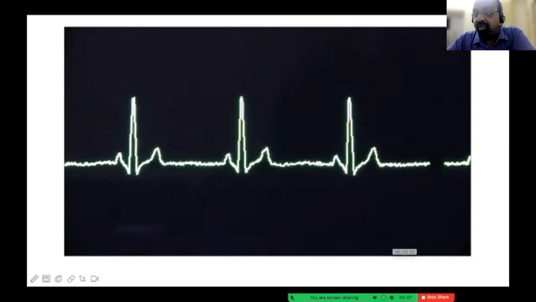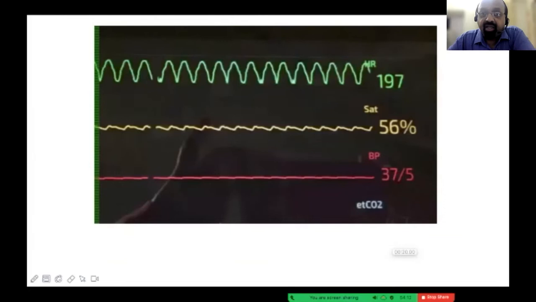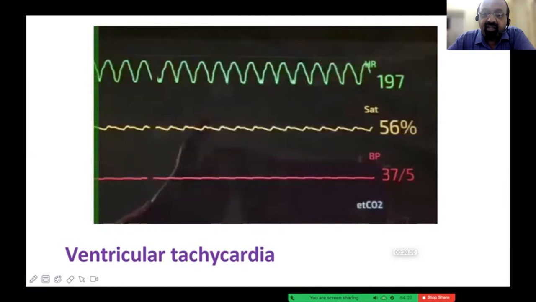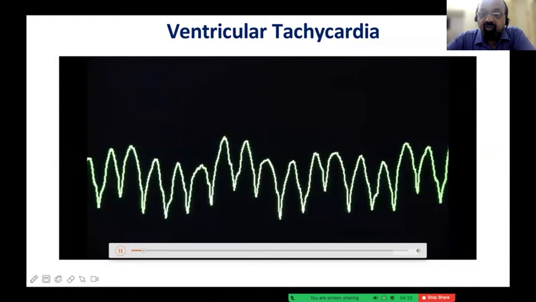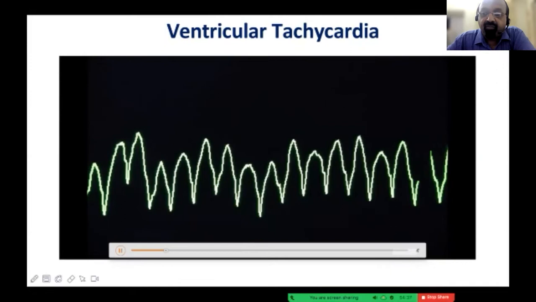And these two are called non-shockable. Now what we are seeing in this is a wide complex. What we're seeing is the wide complex, right? And there is no pulse. What is it? It's the pulseless ventricular tachycardia. So you may see it like this on the monitor, you have a wide complex tachycardia, no pulse, you call it pulseless ventricular tachycardia.